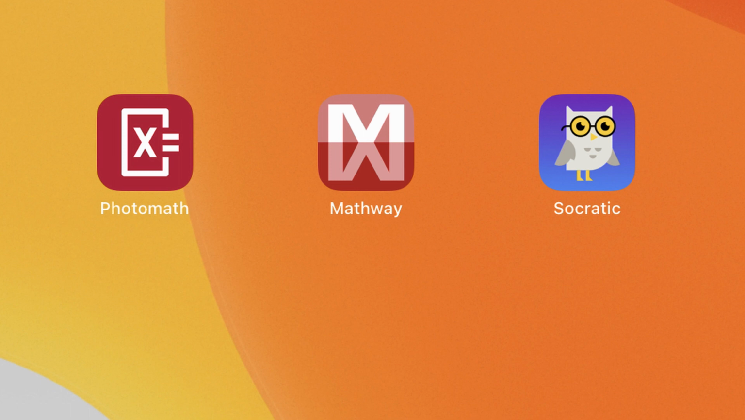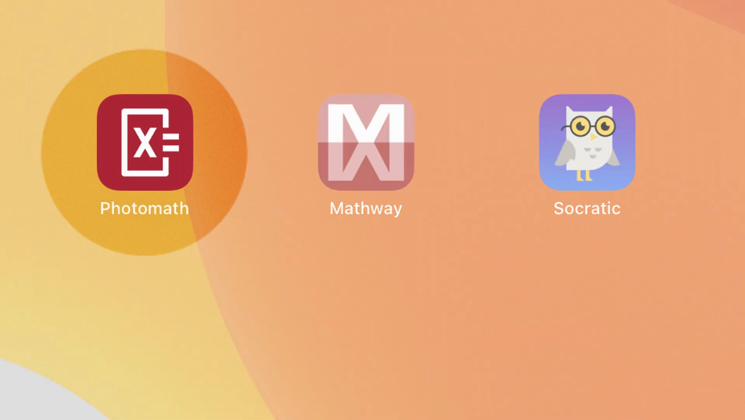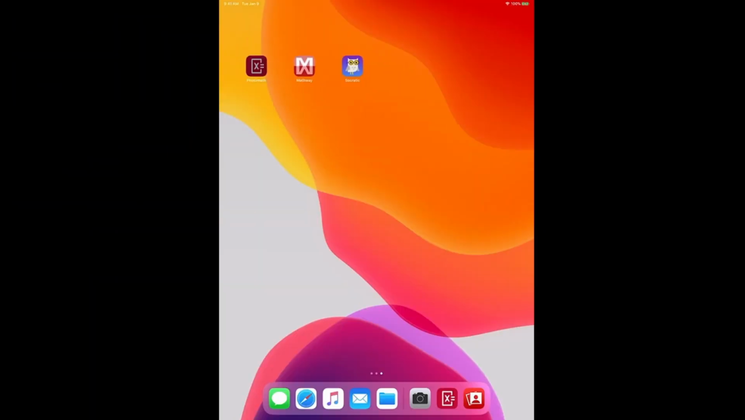So they're not really an educational startup, but that's where they thought they could showcase their abilities. And MathWay is the second one. That was bought by Chegg. And the third one we're going to look at is Socratic by Google. So let's roll. We have three apps here. Let's start with the Math app, which is this one.